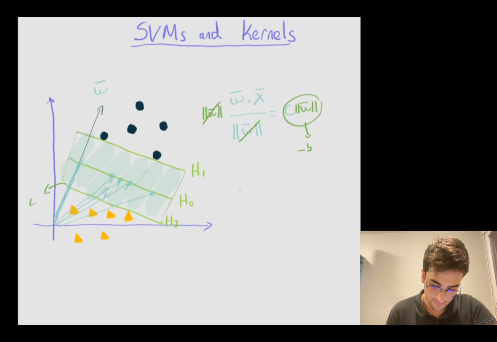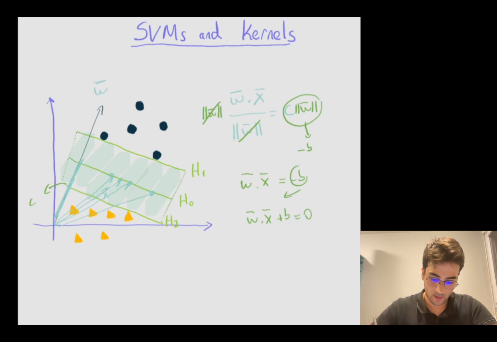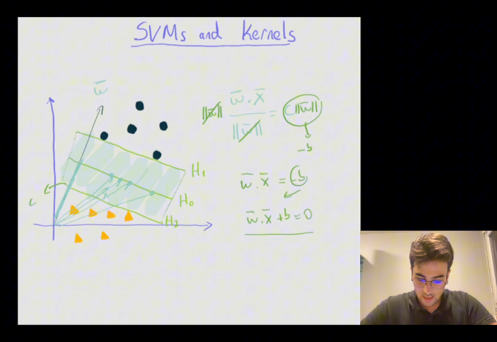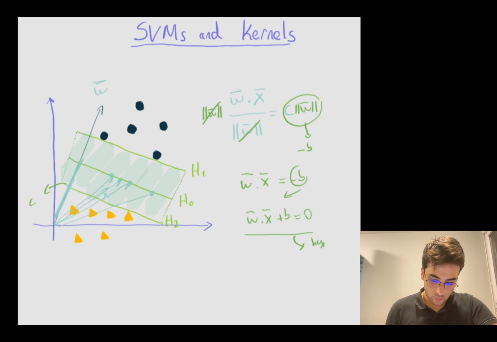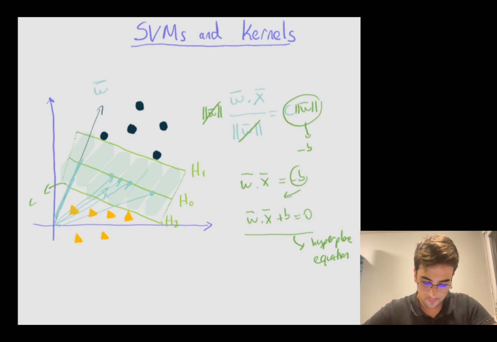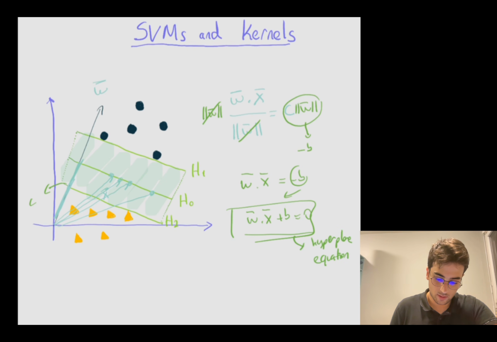Okay, so what we have on our hands in the end is W times X equals minus b. If we push it there, w times x plus b equals 0. Maybe it looks similar to you from neural networks. And this is called the hyperplane equation in SVMs. Okay? So yeah, keep in mind this one.